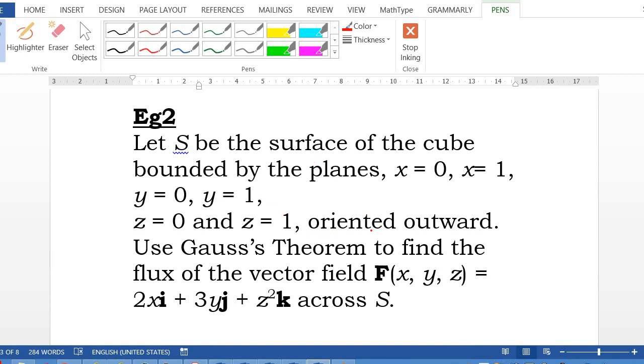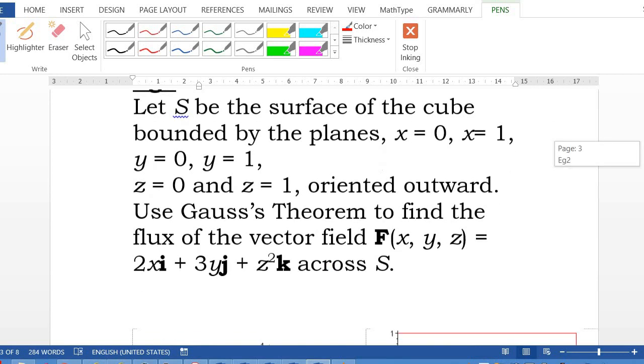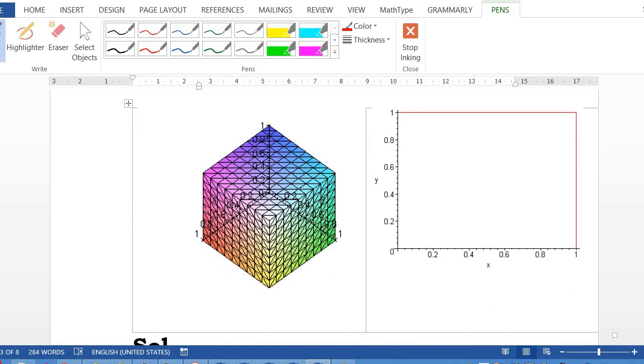Since this surface is closed and oriented outward, we can use Gauss's theorem to find the flux of the vector field F(x,y,z) equal to 2xi plus 3yz j plus z squared k across the surface S. So this is the surface of the cube where x is bounded from 0 to 1, y from 0 to 1, and z bounded by the surfaces z equal to 0 and z equal to 1. It is closed and oriented outward, meaning the flux is flowing out.